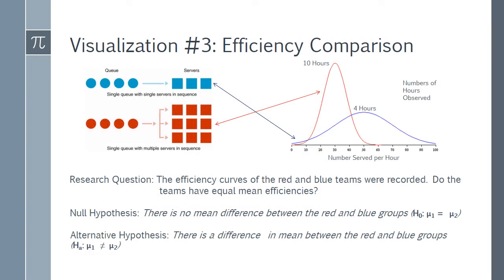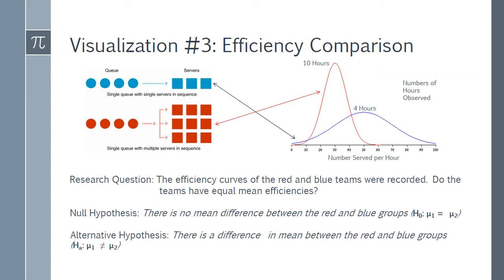Visualization number 3 is an efficiency comparison. So here we have the single queue with blue servers versus the single queue with multiple red servers. Then of course on the right we have our 2 different bell curves, the number of hours observed, 10 and 4, and then the number served per hour.